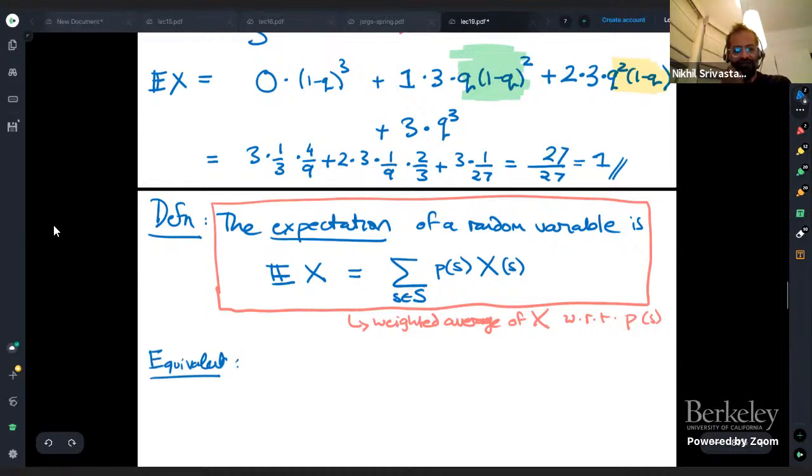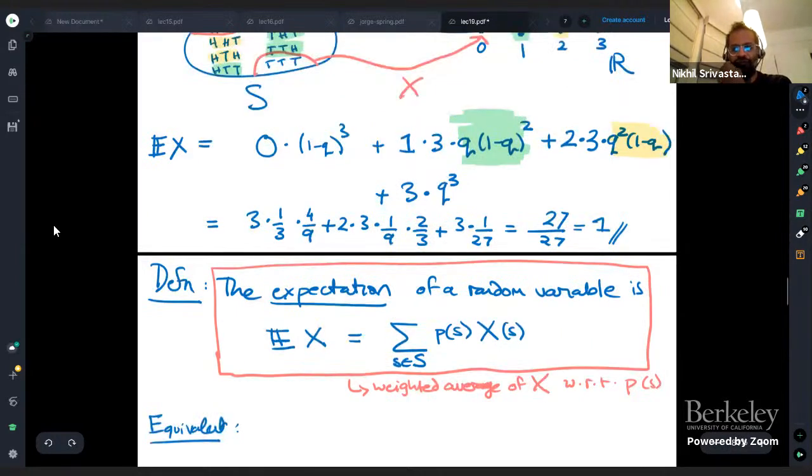So in the definition, what you do is you take a sum over the domain. You take a sum over the outcomes. So here in the first definition, this is a sum over outcomes, or sum over the domain of X, right? Which is S.